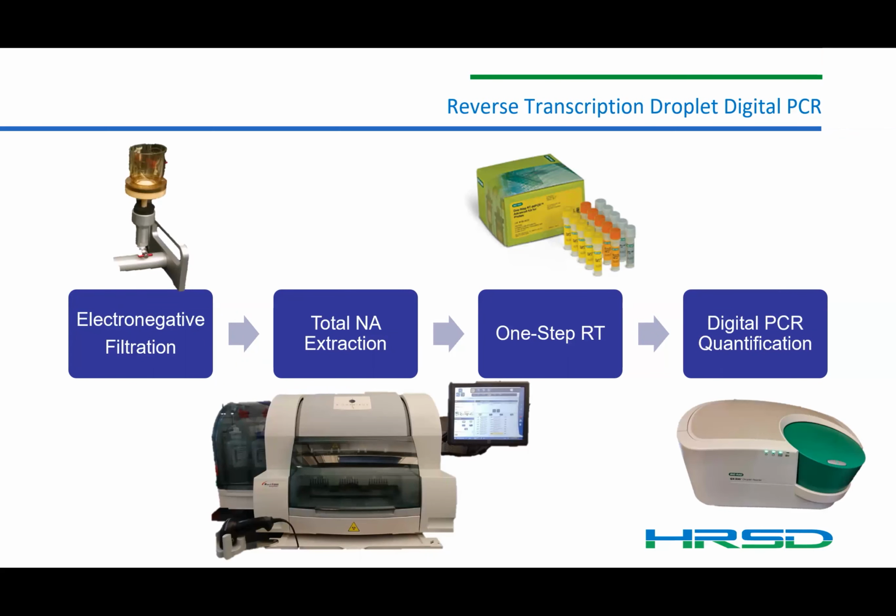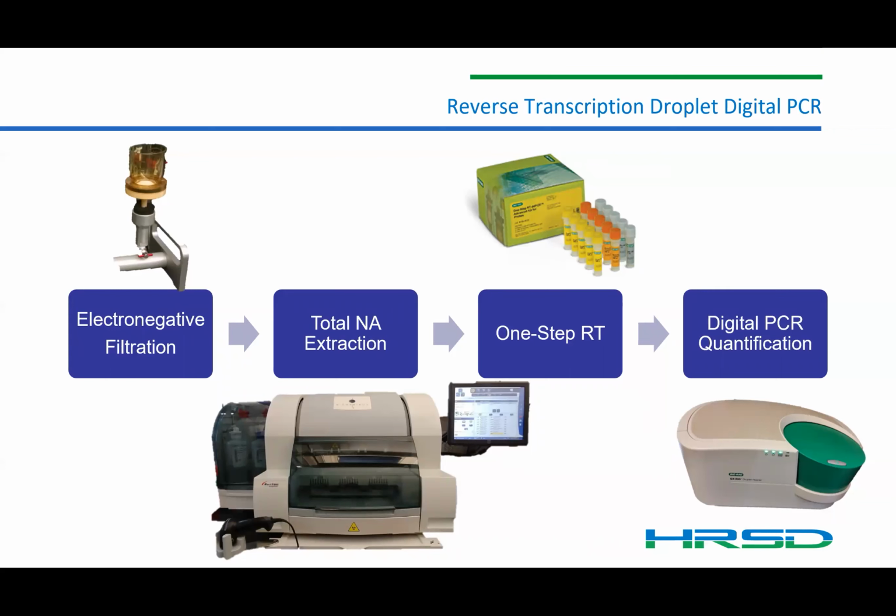Now here at HRSD, this is our current workflow. We've tried many iterations for each one of these steps, but we're really trying to maximize throughput and minimize costs. So this is what we've come up with. For concentration, we really like electronegative filtration, essentially using HA filters that are negatively charged, and then we put a charge on the sample and run that through.